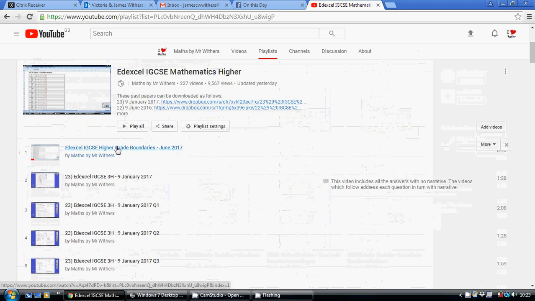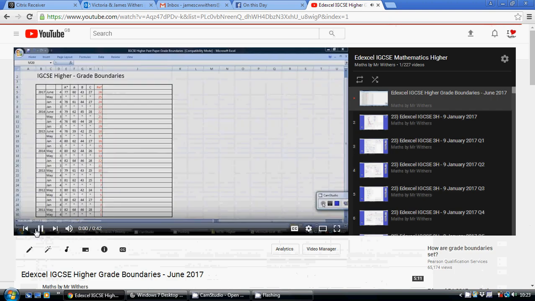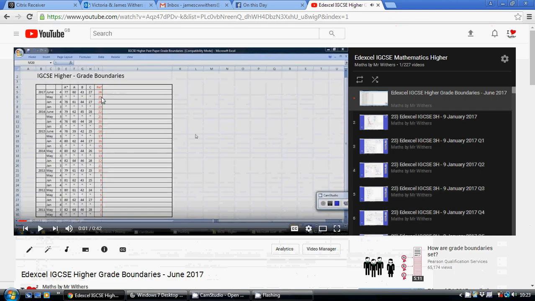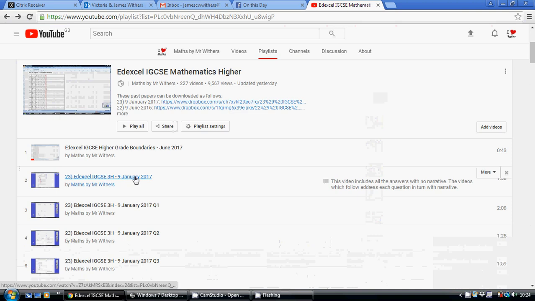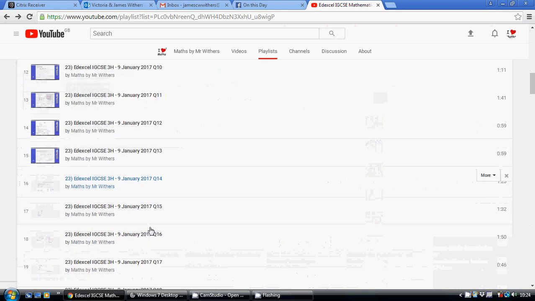I then kick off at the beginning with this schedule here, which basically shows you all the grade boundaries for all the appropriate years. And this red column then also cross-references into where I filed the papers. And then below that, you've got an opening video which just takes you through the whole paper, question, answer, question, answer, question, answer, no narrative. And then below that, we look at each question one by one. And then that just goes on forever.